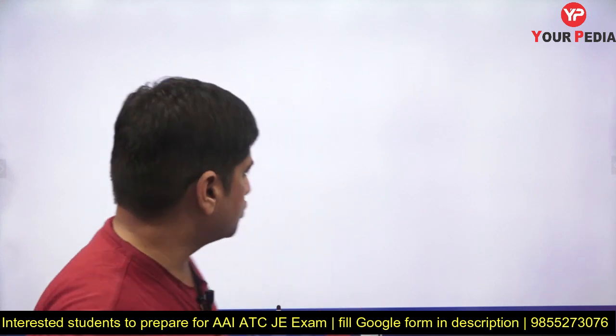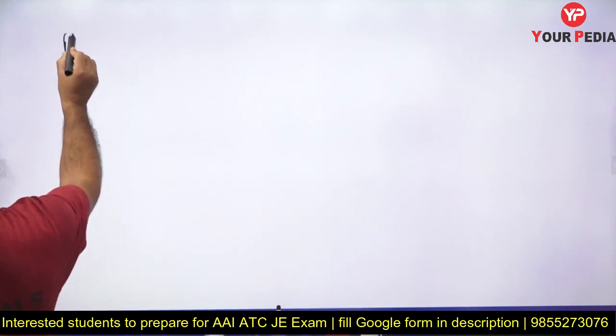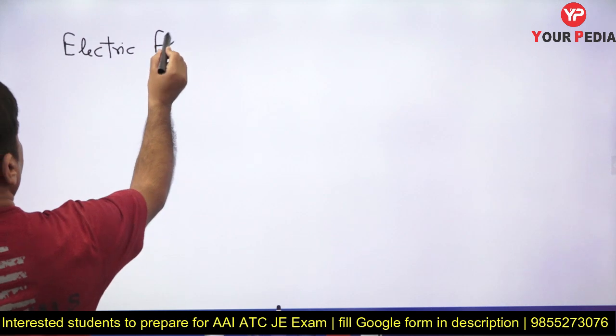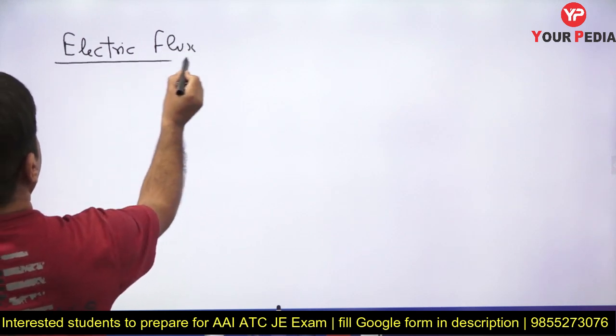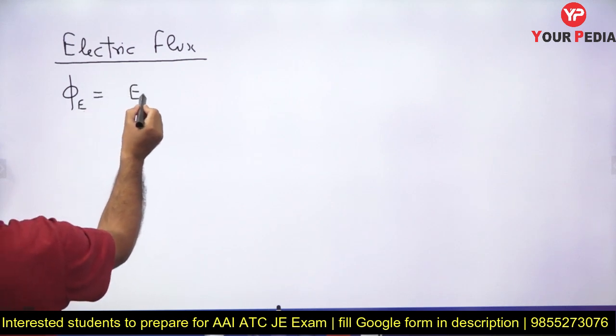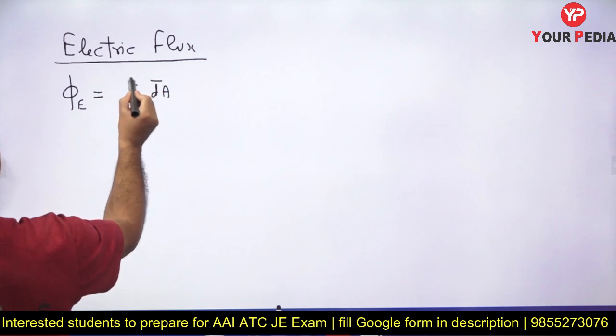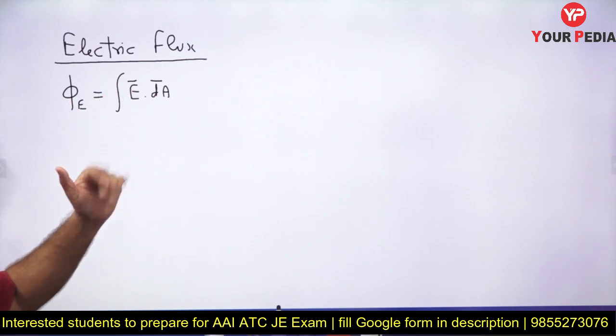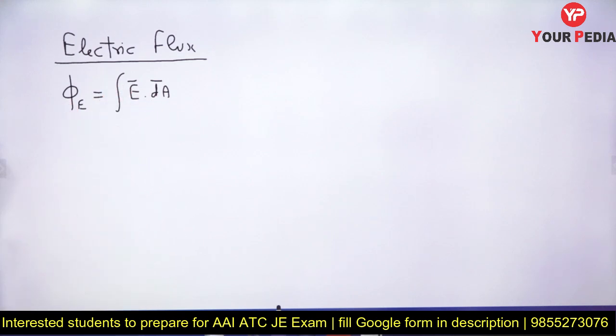So let me tell you what we have done so far. We discussed about electric flux. We talked about what we mean by electric flux, and we wrote it with this particular symbol, which is nothing but the integration of E dot dA, the dot product of electric field and area over the surface. If we calculate, we get the electric flux. That means electric field lines coming from a particular surface area, that is called electric flux.